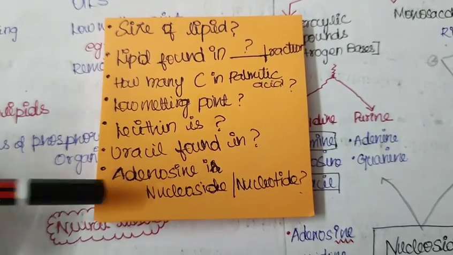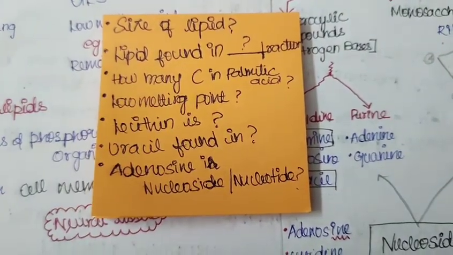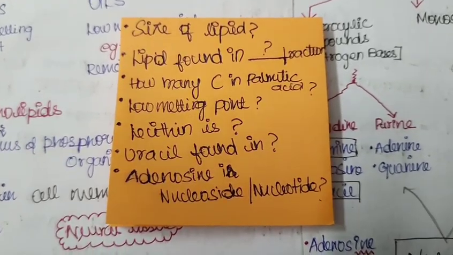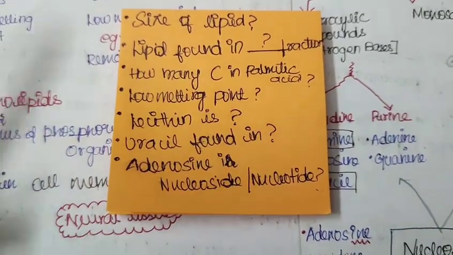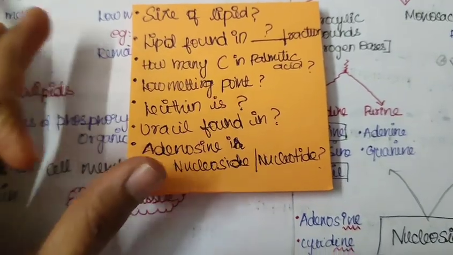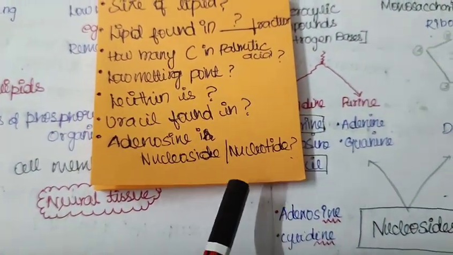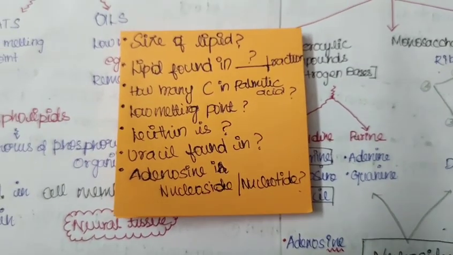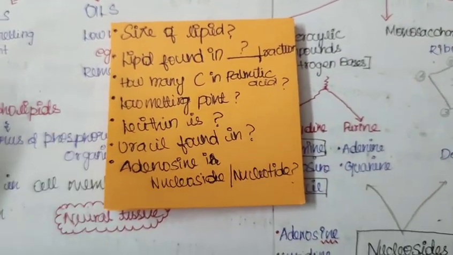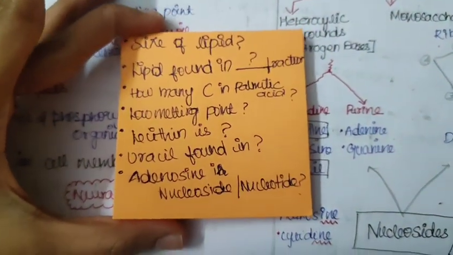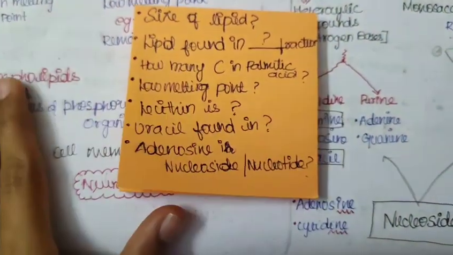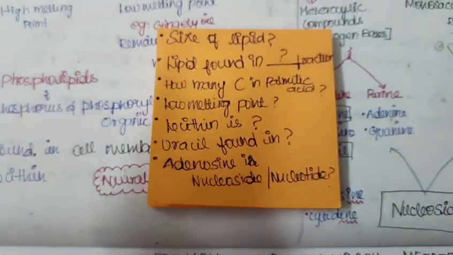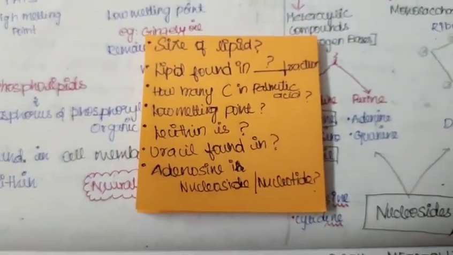Lecithin is what? It's a phospholipid. Uracil is found in DNA or RNA? Uracil is found in RNA. In case of DNA, it will be thymine. Adenosine is a nucleotide or nucleoside? It's a nucleoside. I hope you have answered all the questions. If not, no problem. Just revise the notes which you have taken from the video and try to answer the questions. We will see in the next topic.